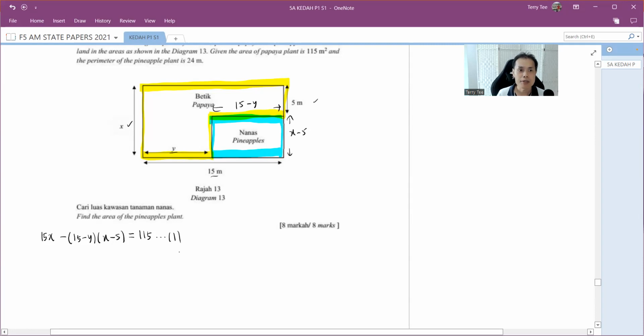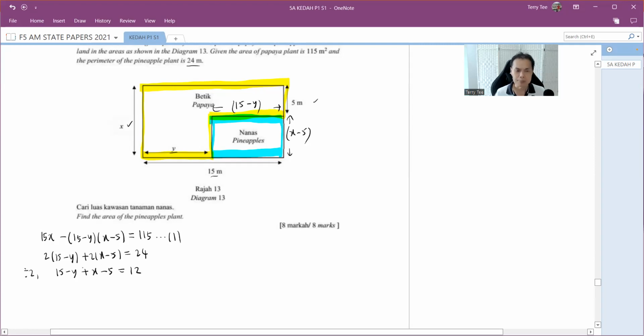So let's look at the second one. The perimeter of the pineapple plantation is 24. Perimeter means we take the length of this side times 2, because we have top and bottom, and this side times 2 because you have left and right. So your perimeter is 2 of 15 minus y plus 2 of x minus 5, and the outcome equals 24. Now, I like to divide by 2 to make this smaller, so I don't have to expand and simplify further, right?